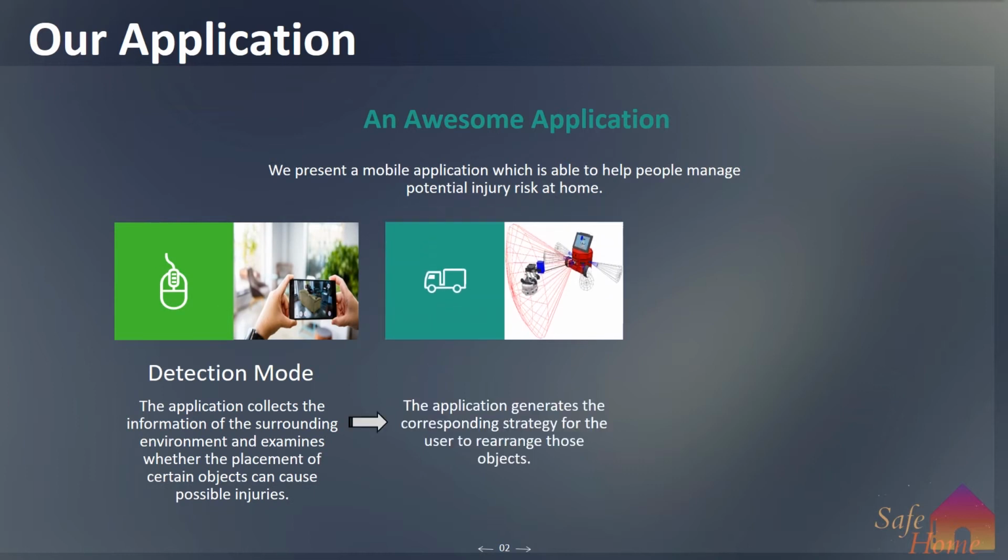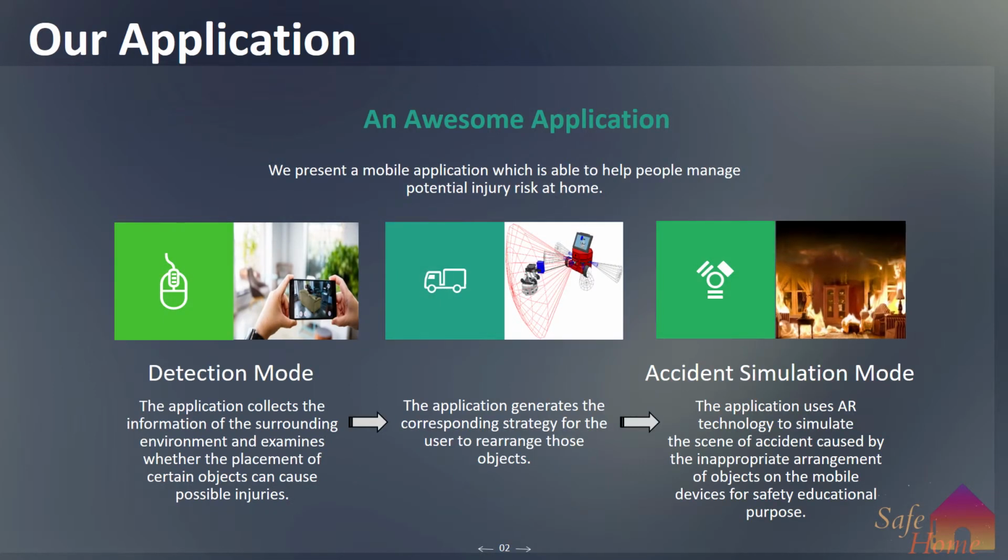Therefore, our team presents an awesome application, Safe Home, which is able to help people manage potential injury risks at home. Our application has two modes. Under the detection mode, the application collects the information of the surrounding environment and examines whether the placement of certain objects can cause possible injuries. Then, the application generates a strategy to rearrange those objects to avoid the risks. Finally, under the accident simulation mode, the application uses AR technology to simulate the scene of accident caused by those risks on the mobile devices for safety educational purpose.